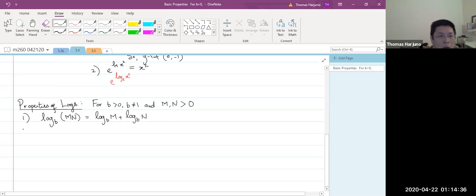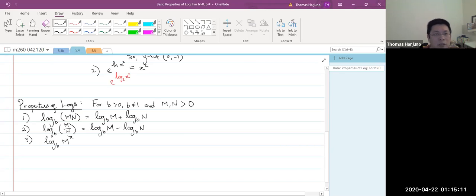I will prove that number 1 later on. Number 2, log base b of the quotient m over n is equal to log base b of m minus log base b of n. Now the third one, log base b of m to the x, and this x can be anything. There's no restriction on the x here, equals x times log base b of m.